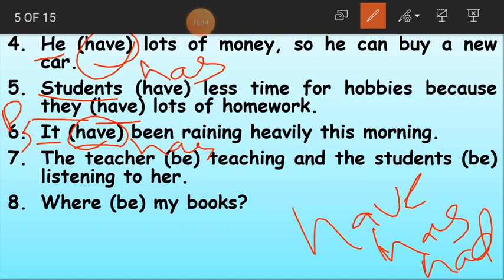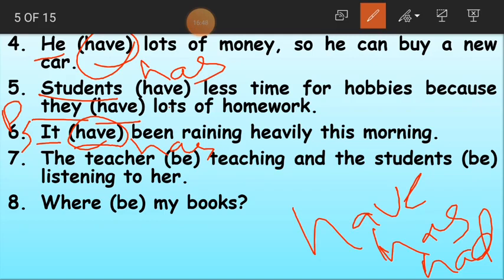Because we are talking about today's condition, that is present continuation. It has been raining heavily. It's raining still. So this sentence is in present continuous. That is why we have to use it as it is for a single subject. That is it. It has been raining heavily this morning. Understood children? Now the seventh one.